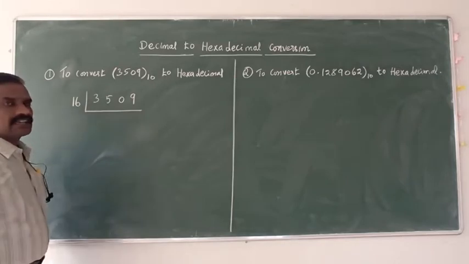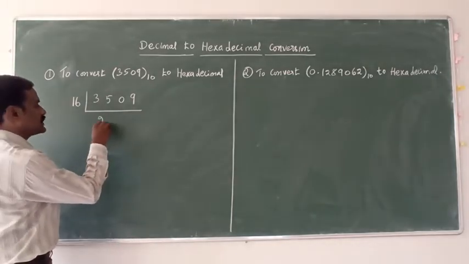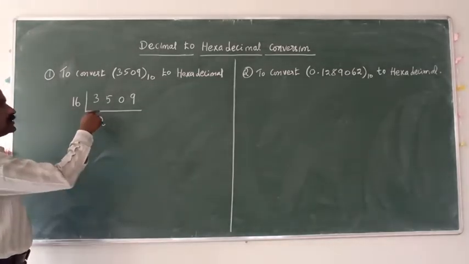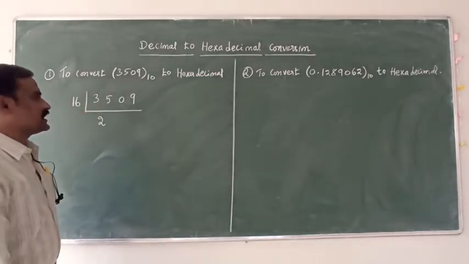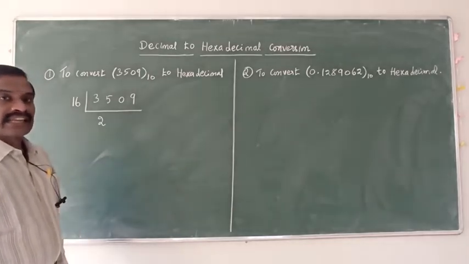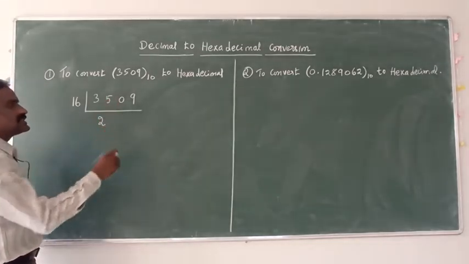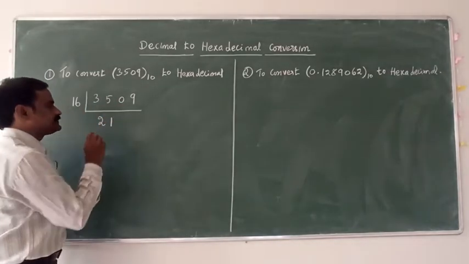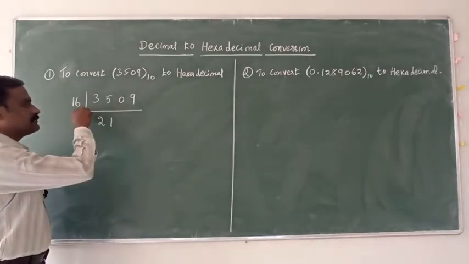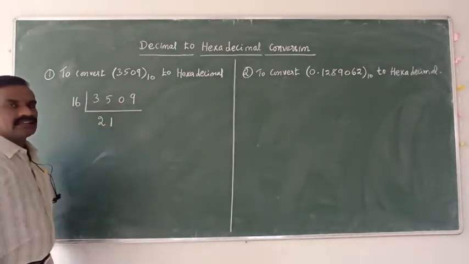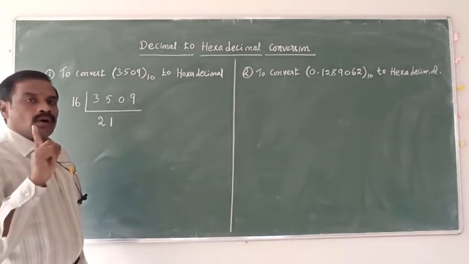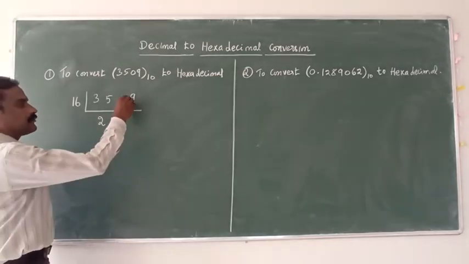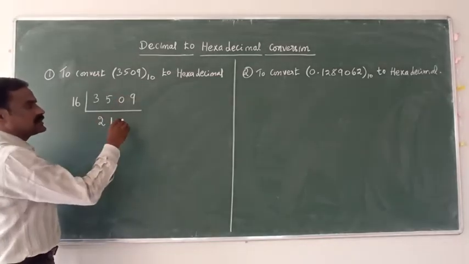35 divided by 16 is 2 times, and 2 times 16 is 32. Subtract from 35, remainder 3. Bring down 0, so 30 divided by 16 is 1 time, and the remainder is 14. And 14 here we can use.